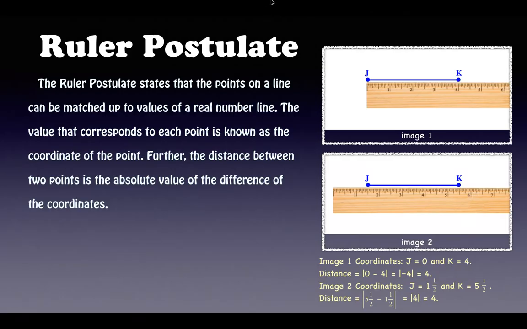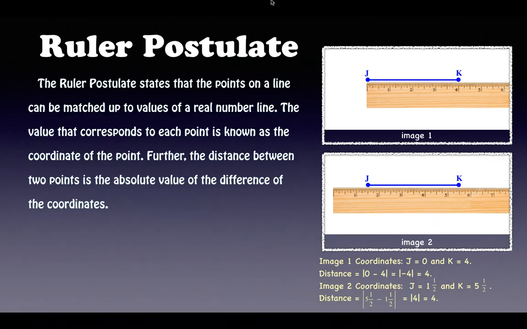If we look at image 1, we see that point J is lined up with the 0 value on the ruler, and point K is lined up with 4. So the distance between J and K can be found by taking the absolute value of the difference. If I do 0 minus 4 and get negative 4, well then the absolute value is positive 4. And if I do 4 minus 0, I get 4 and the absolute value is positive 4 still.